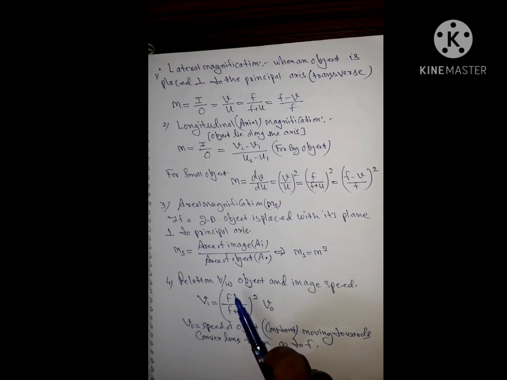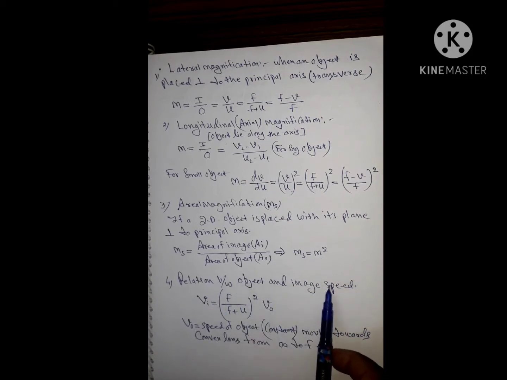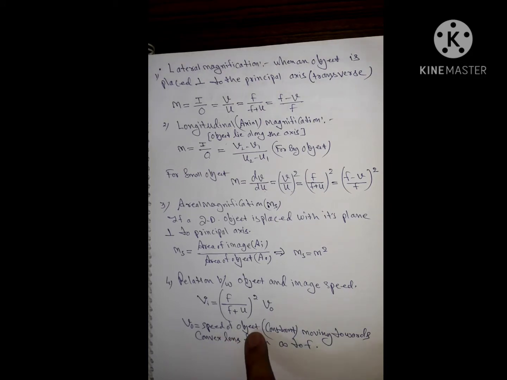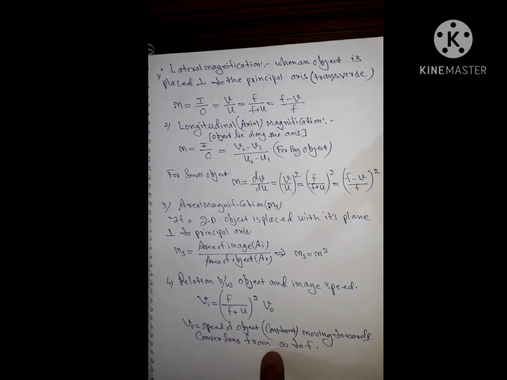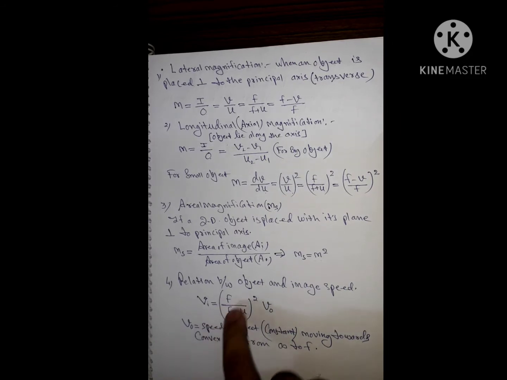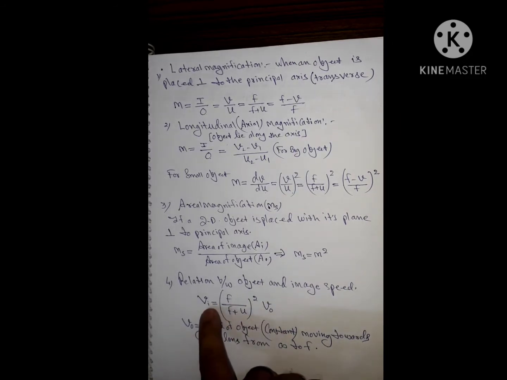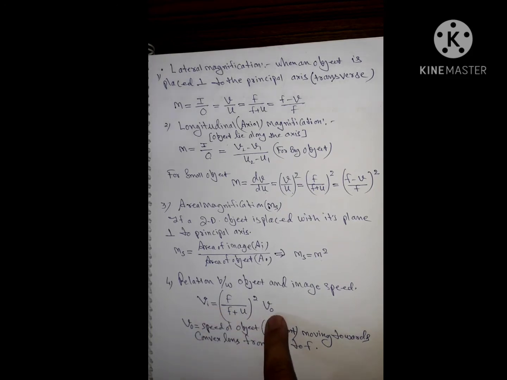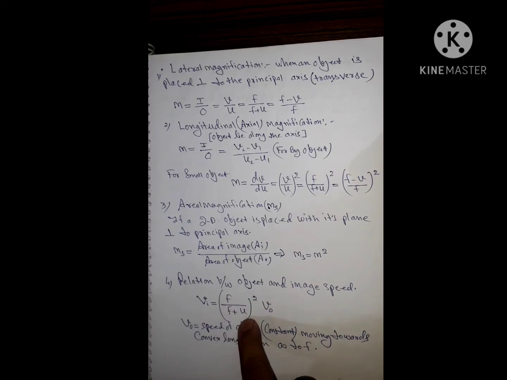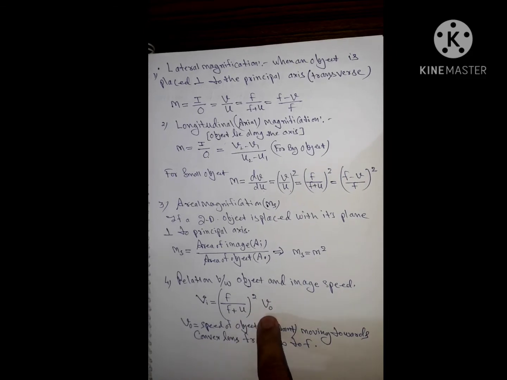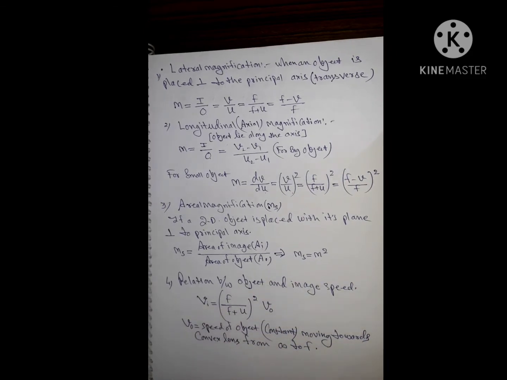There is one more important result, the relation between object and image speed. Suppose the object is moving with constant speed towards a convex lens. This is the formula of the important result: Vi is equal to F/(F+U) times Vo. Vi means speed of image, Vo means speed of object, F means focal length of lens, and U means object distance. With the help of this, you can calculate the speed of object or speed of image.